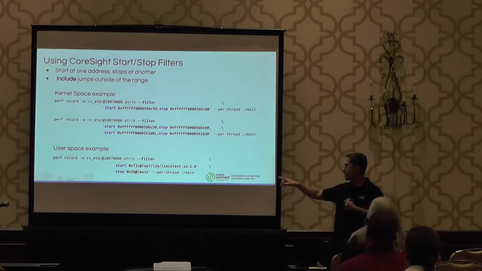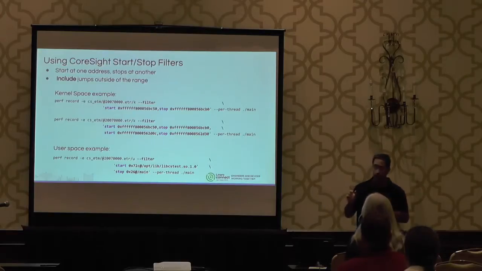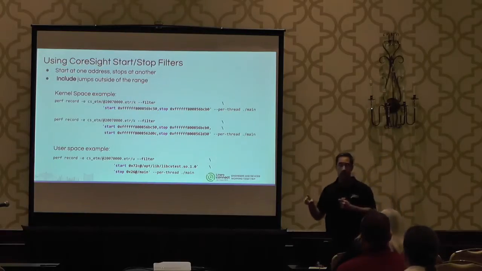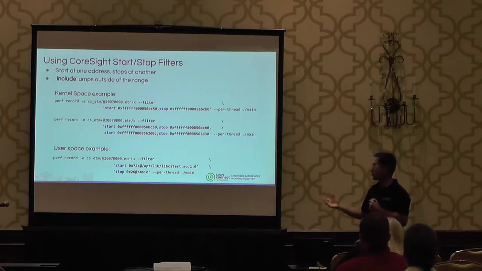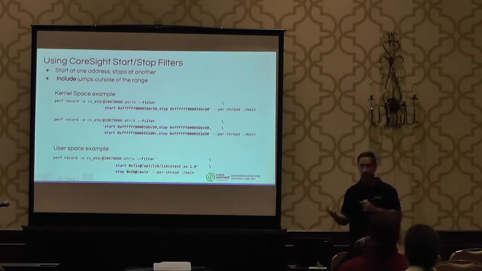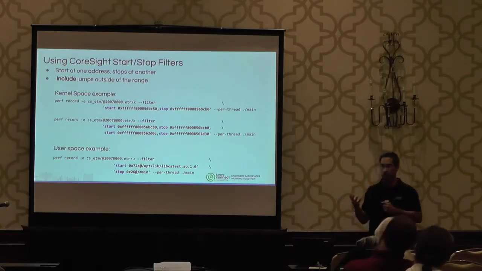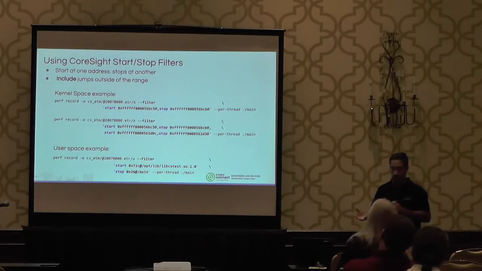What I'd like to bring attention to is the bottom example where I've decided to start tracing in one library and stop tracing in a different binary. So that's on purpose, right? It's just to show how flexible this scheme is. There's no real restriction on the address or the range that you can trace. If the address exists and the binary is available on the system, you can trace it.